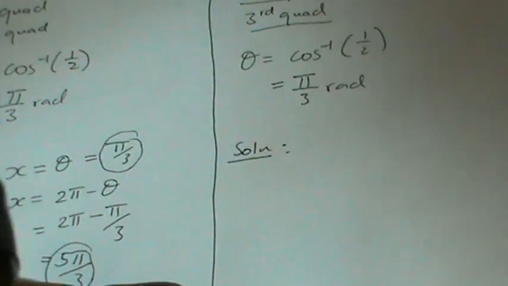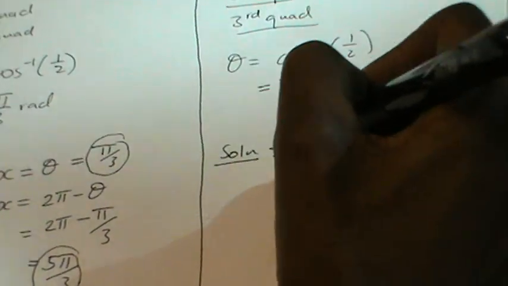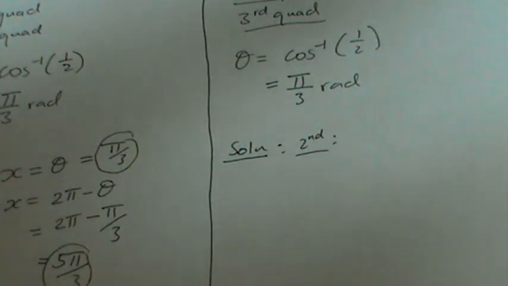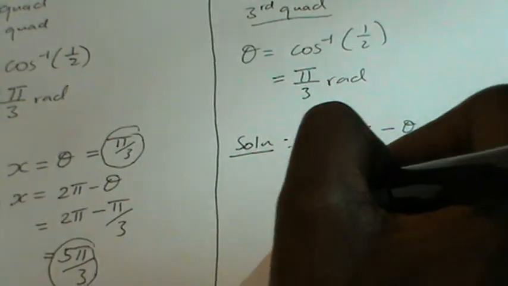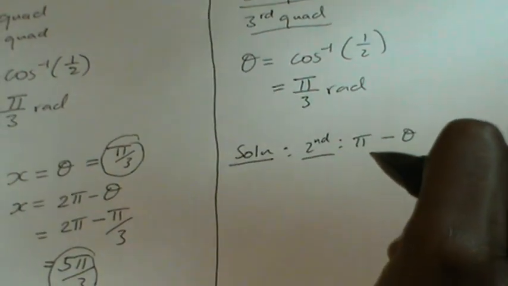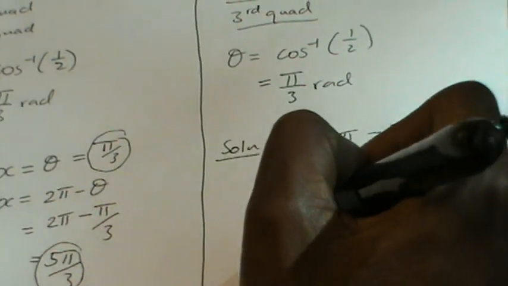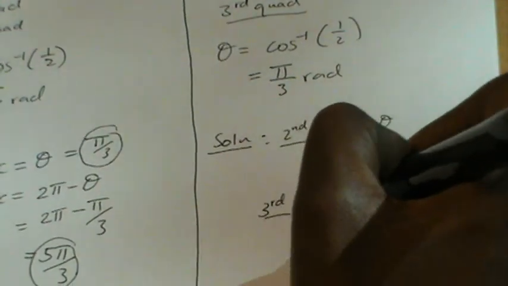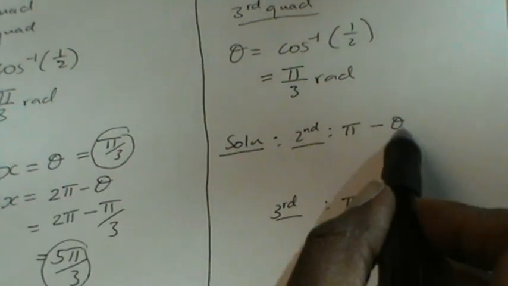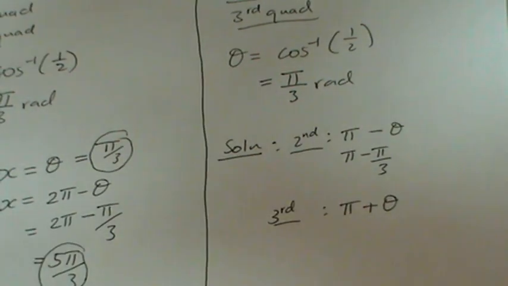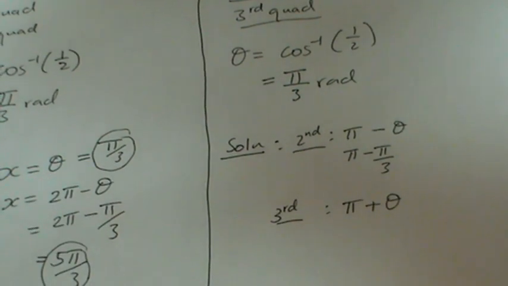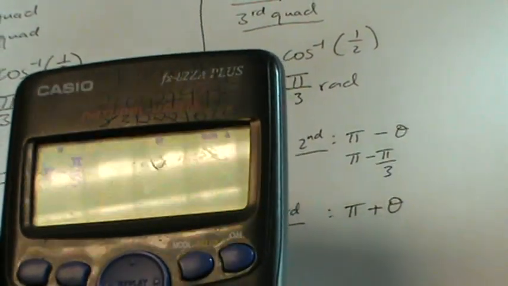So the solutions, we said in the second quadrant. If x is in the second quadrant, the definition of an angle in the second quadrant is pi minus theta. And if it is in the third quadrant, then the definition is pi plus theta. Okay, we know what theta is, so I have pi minus pi over 3. This we can just do on our calculator.